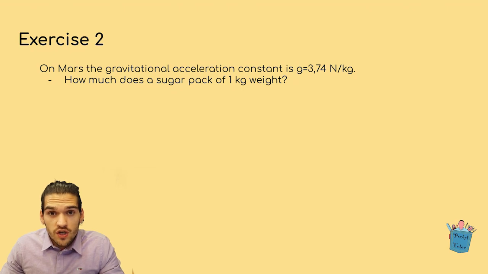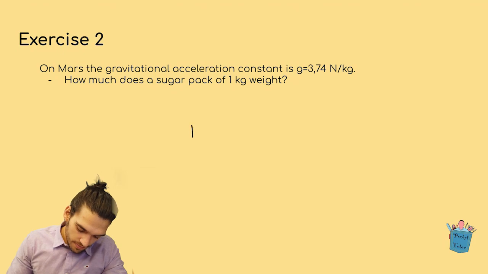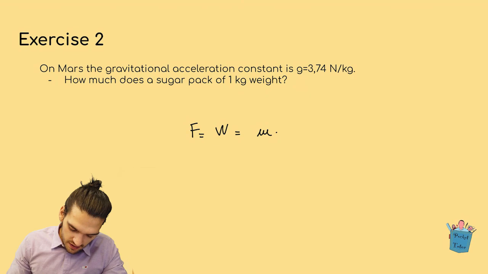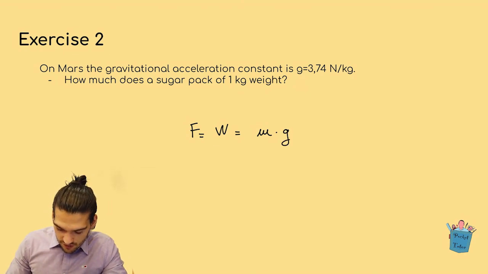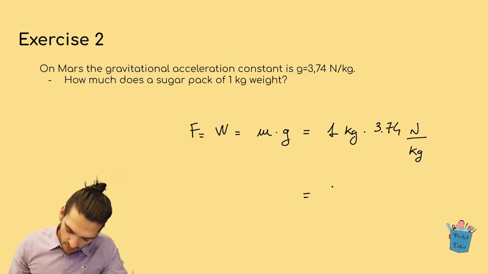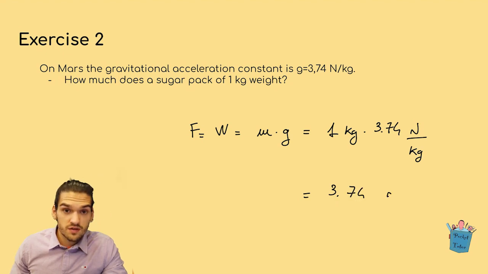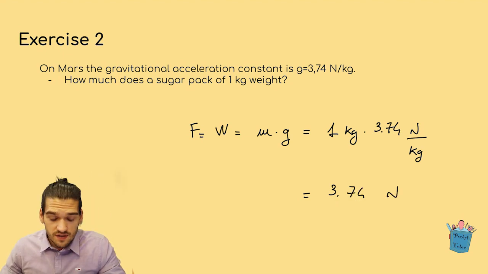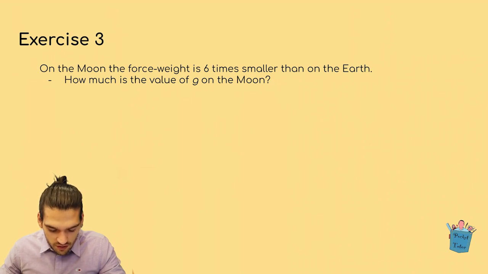We saw that the equation to compute the weight of a body is given by F, or also weight, is equal to the mass times the acceleration constant. Therefore, this one is equal to 1 kilogram times 3.74 Newton over kilograms. And this is equal to 3.74 newtons.